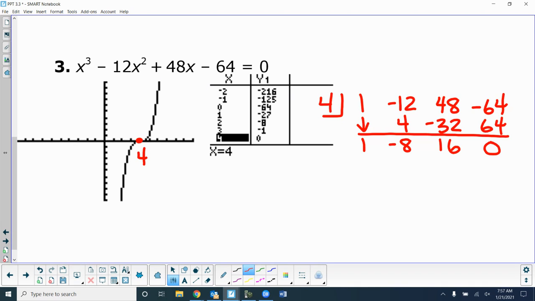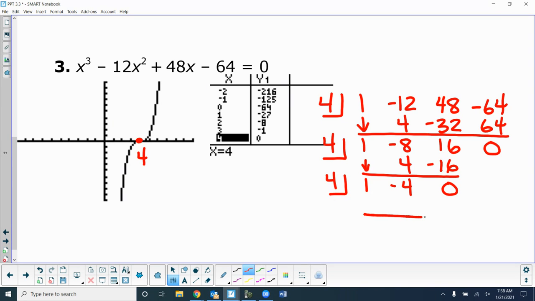That means that x minus 4 is going to be a factor of that polynomial, okay? And then you just do it again because it's supposed to work more than once, okay? So let's make sure that's happening. 4 times 1 is 4. When I add those, I get negative 4. 4 times negative 4 is negative 16. And it worked again. I got that 0. And then you do it one more time because we're thinking 3 times. 4 times 1 is 4. And in fact, it does work 3 times.